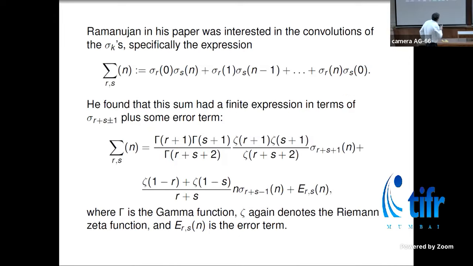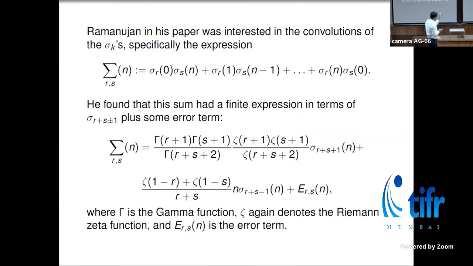Okay, so Ramanujan starts his paper by looking at this sum he defines, which is sigma rs of n, right? Some convolved sum of these sigma r and sigma s. So it's this particular thing, right? Fix positive integers r and s, and you define this function sigma rs of n to be this summation, sigma r of zero, sigma s of n, etc. And then he wanted to find a formula, or find ways of estimating this, or studying this convolved sum of the sigma function. And he found and he wrote it in the following way.